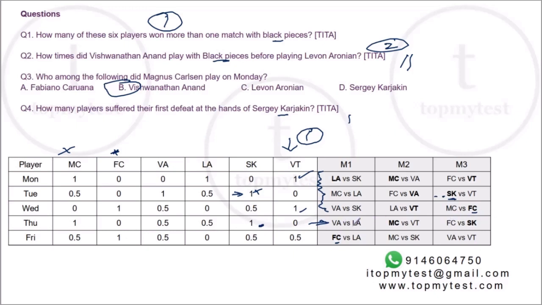Thursday, he played FC. Now FC had already lost with VT on Monday. So that's not FC's first defeat. FC had already lost to VT on Monday, and he's also lost to VA on Tuesday. So he's already suffered two defeats before he met Karjakin. So only one person had their very first defeat at the hands of Sergei Karjakin.